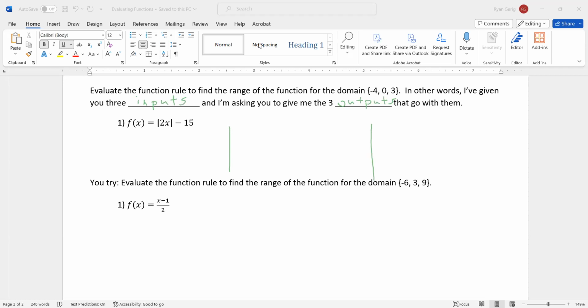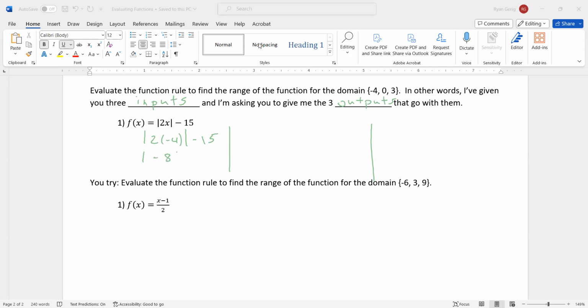-4, I'm putting it in for x. Now these bars here might be the first time you've seen them. Those are absolute value bars. We're going to graph these in the next lesson, so make sure you understand what I'm doing here. All that means is 2 times -4, I'm going to multiply those.